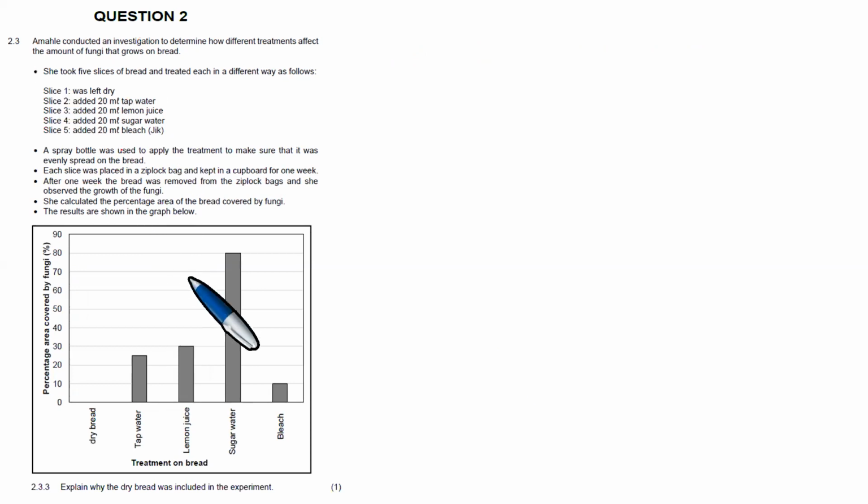We have the same story. This is not a scary question. It's just an investigation about taking five slices of bread, from slice number 1 to slice number 5, and you just put different substances on it. Explain why the dry bread was included in the experiment. Now, no mold, no fungi grew on the dry bread. But why was the dry bread included in the experiment?